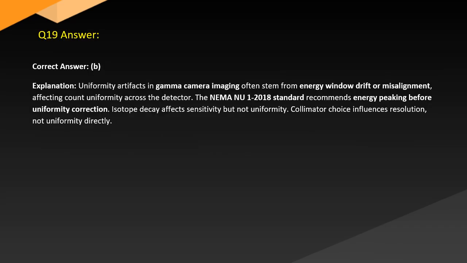Answer. Correct answer B. Explanation. Uniformity artifacts in gamma camera imaging often stem from energy window drift or misalignment affecting count uniformity across the detector. The NEMA NU1 2018 standard recommends energy peaking before uniformity correction. Isotope decay affects sensitivity but not uniformity. Collimator choice influences resolution, not uniformity directly.